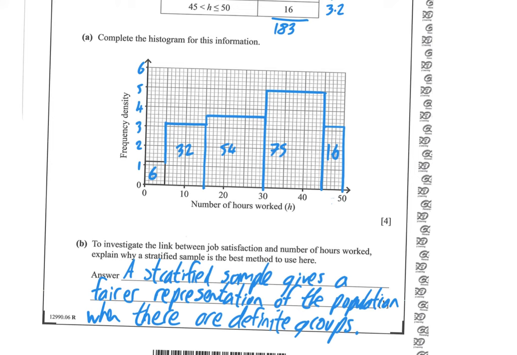Okay, so what that means then, you should know that if you've got definite groups, then the population is going to be sampled in proportion to them. So for the bigger group here, for example, which has got 75 people in it, it should be the one that has got the most people in the sample. And I think that's what the next part of the question looks at.